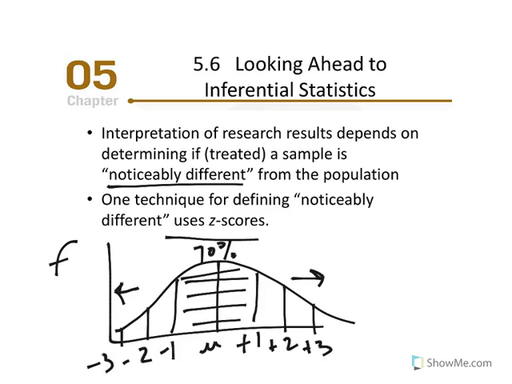And we as researchers have to determine, is the difference that we see due to chance, sampling error, or is it due to the fact that the treatment was effective? And we'll learn how to statistically make that determination. But for now, we understand that noticeably different implies 2 or more standard deviation units away from the mean. Again, if something is close to the mean, it means it's similar to the mean. If it deviates from the mean, then it's indicating that it's different from the mean.